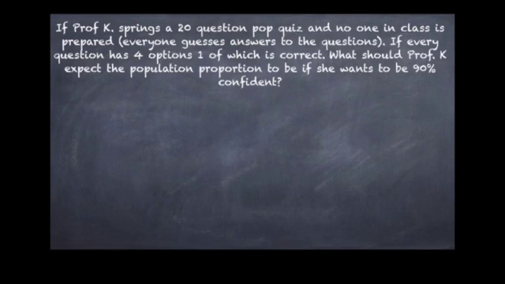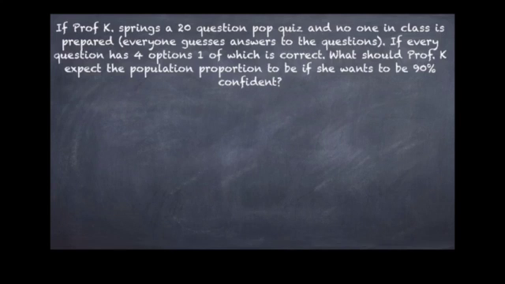Now let's run through a quick example, all right? If I spring a 20-question pop quiz and no one in class is prepped, everybody's guessing the answers to the questions, okay? If every question has 4 options, one of which is correct, that means you've got a 25% chance of getting the answer right.